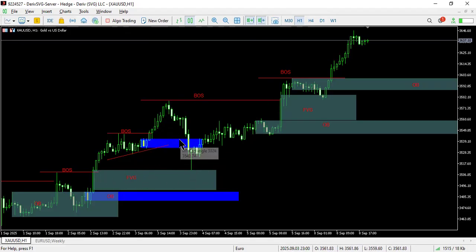So this is a trade that I took on gold last week. And then let us proceed. So we broke a new high. My TP was around this high. That is where my TP was. My entry point was at this FVG.